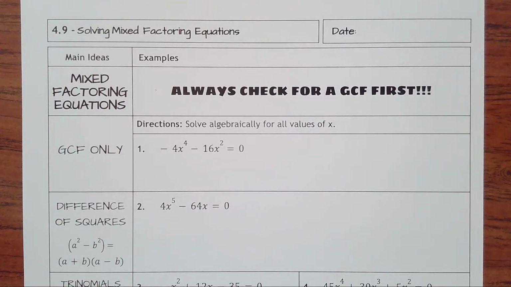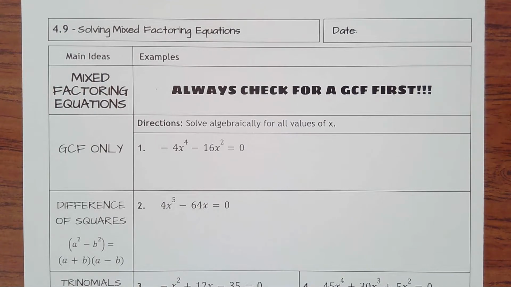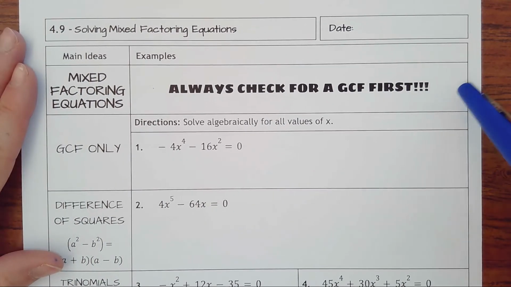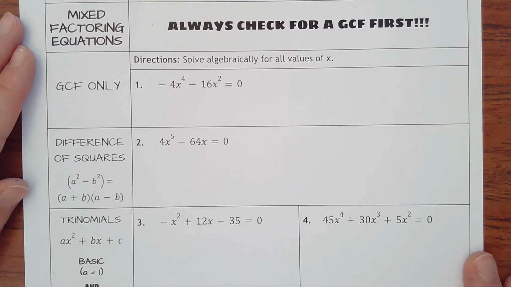4.9, solving mixed factoring equations. This is exactly the same as the last lesson, but now we're going to take it a step further and solve for what x is. And again, my advice is always check for GCF first. If you miss that step, the whole thing will be wrong.